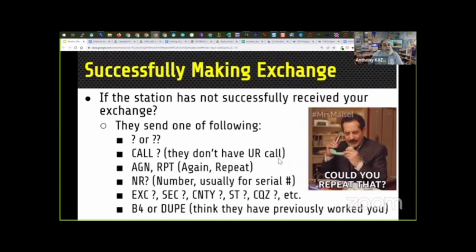If the station has not successfully received your exchange, what would they send back to you? Well, they might send you a question mark on CW or two question marks. They might send you "call?" or they might say "your call, please." That means they don't have your call sign. "Again" or "repeat" means they want you to give the whole exchange again.